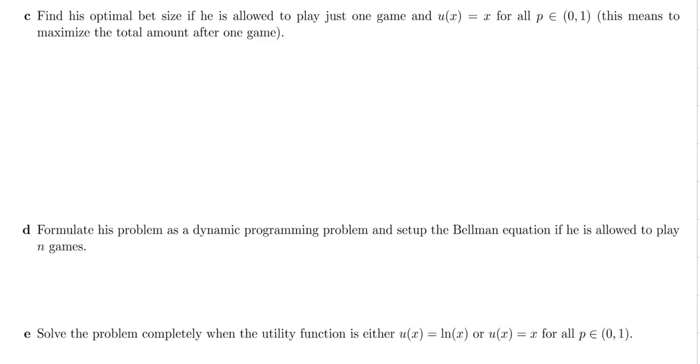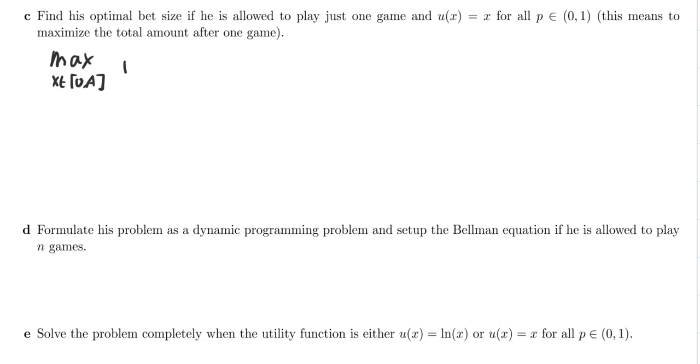All right, now let's look at part C. We have a simple utility function, just a linear function x. So what we have over here is a one-game problem. So we have the following: maximization, and x is between 0 and a, right?